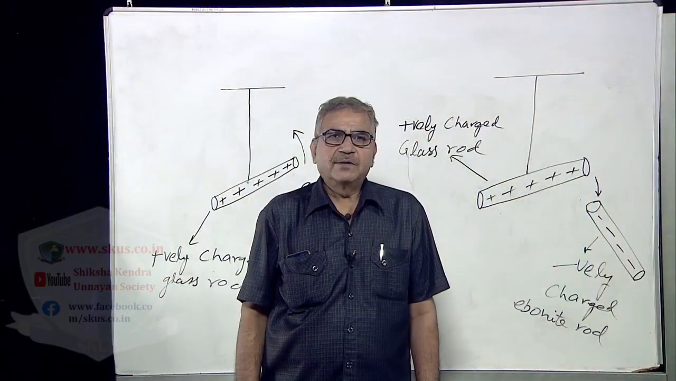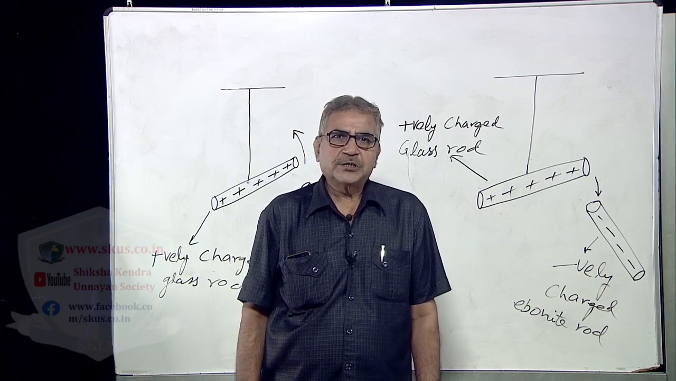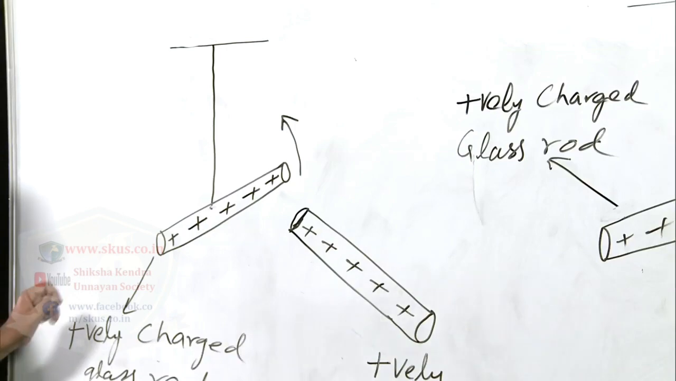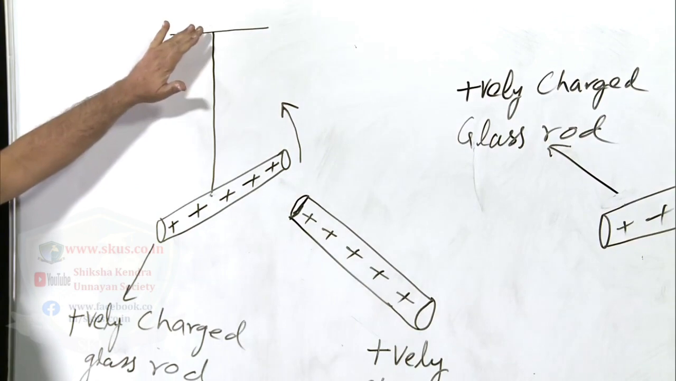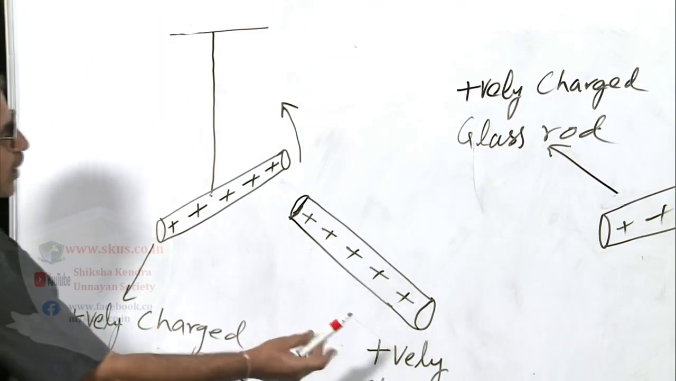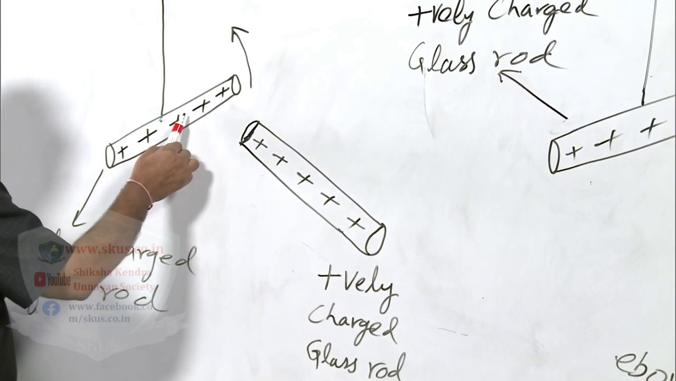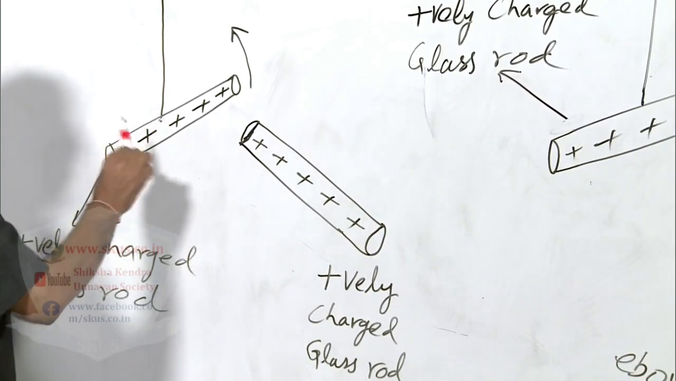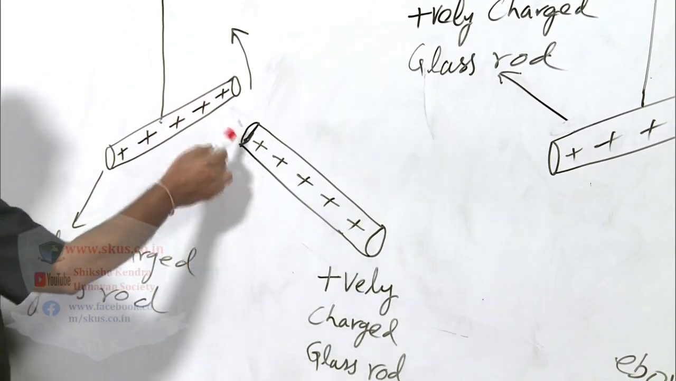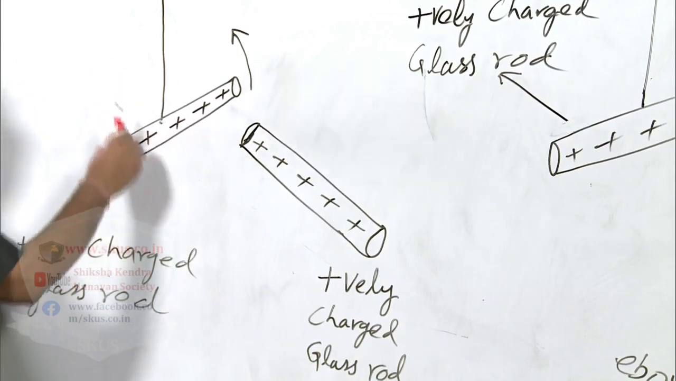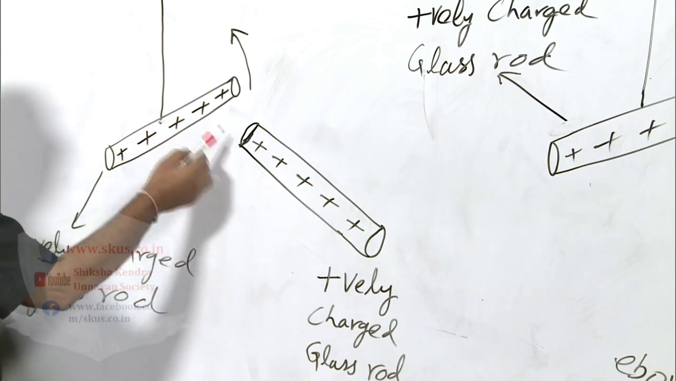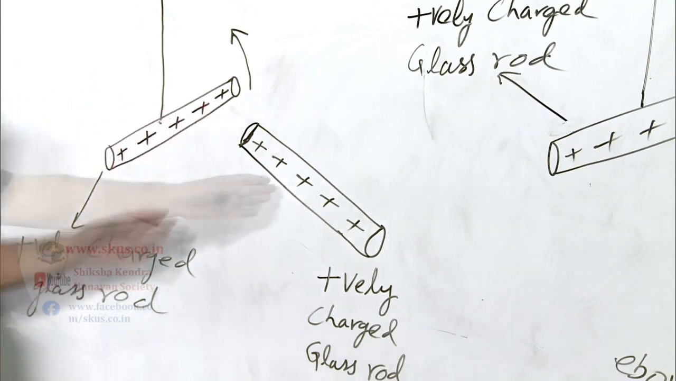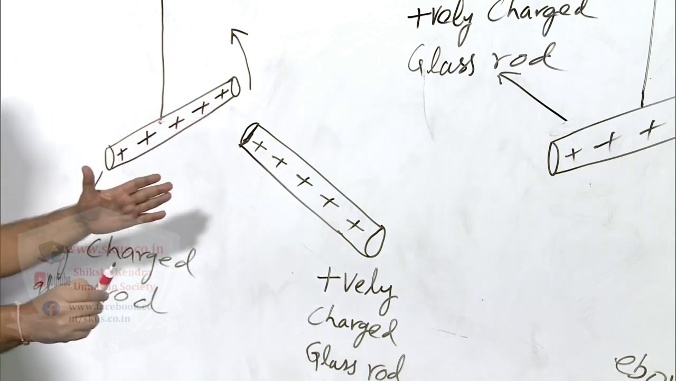Now we will explain the attraction and repulsion between like charges and unlike charges. This is a positively charged glass rod. This has been rubbed with silk and then it becomes positively charged. It is suspended by means of a support. Then we are bringing another positively charged glass rod near to this suspended glass rod, which is also positively charged. We see through this arrow that this suspended charged rod will move away from this glass rod, which we are bringing near, because both have the same charges.